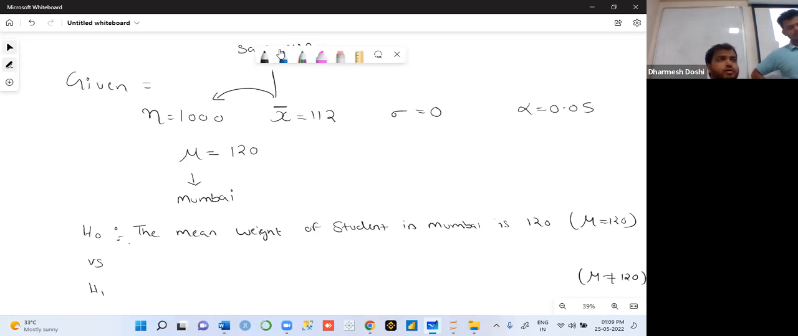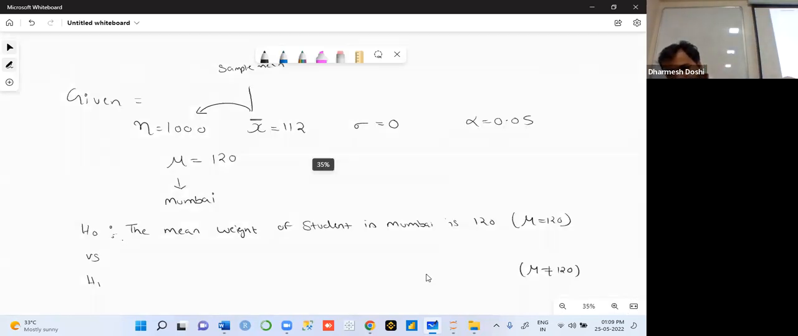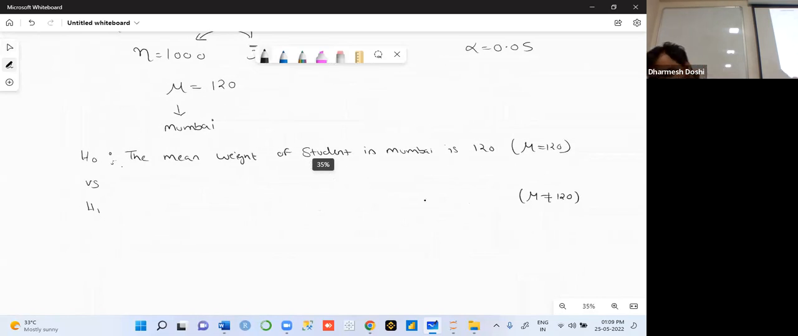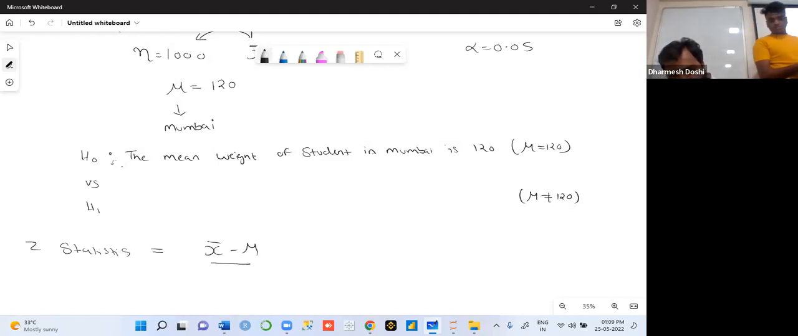You put in the Z and solve now. Put everything in Z. As you write, the test statistic is equal to x bar minus mu divided by sigma by root n.